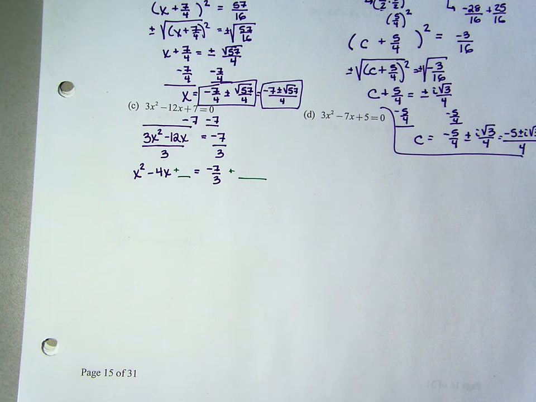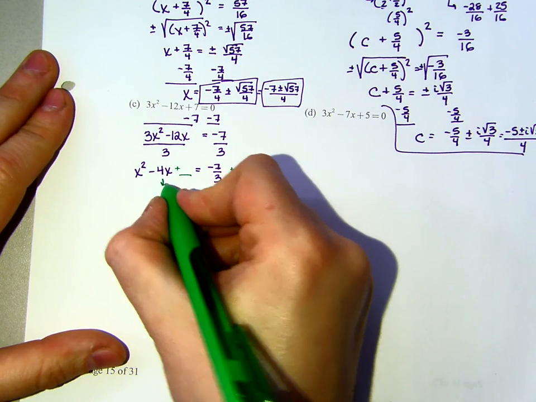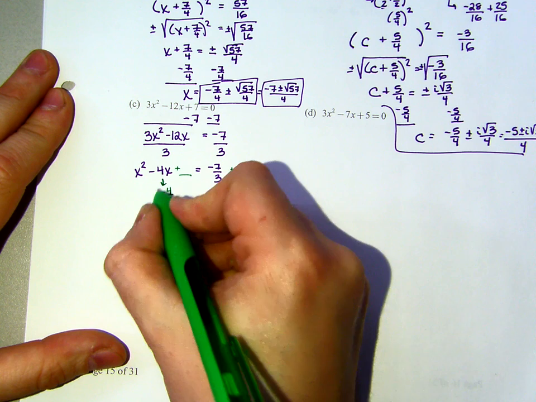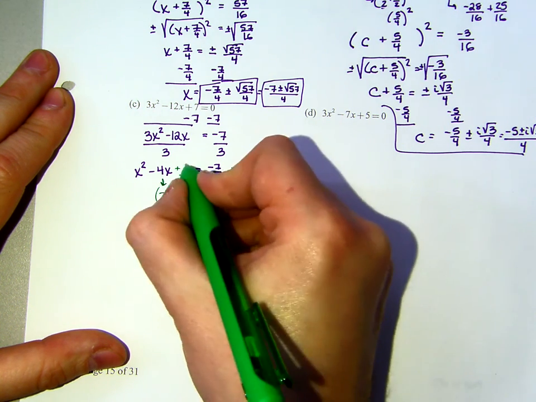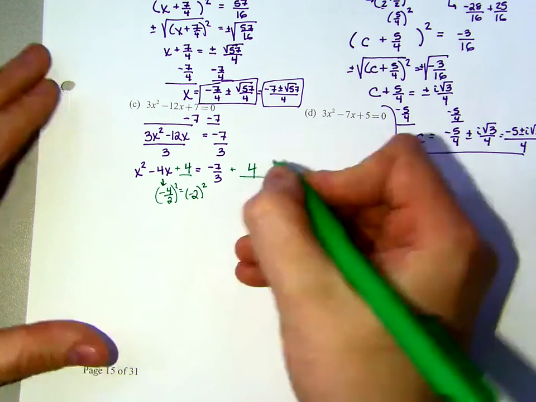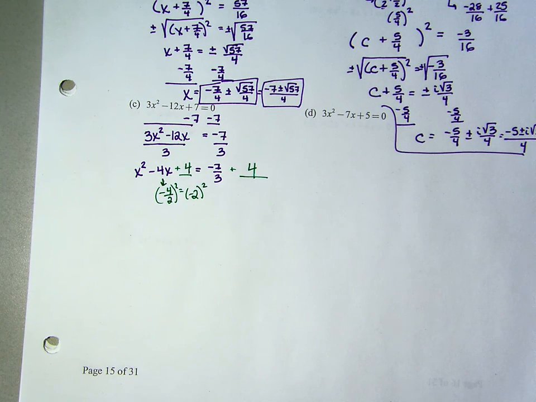Aaron? Square, what do you get? 4. We need to do the problem negative 4 divided by 2. Square that. So that's saying negative 2 squared. That's 4. I'm going to add 4 on the left. I'm going to add 4 on the right. I'd like you to factor. I'd like you to get a common denominator. Do not go to the square root part yet. Just factor and do your common denominator work.